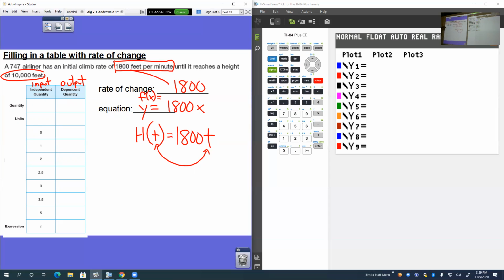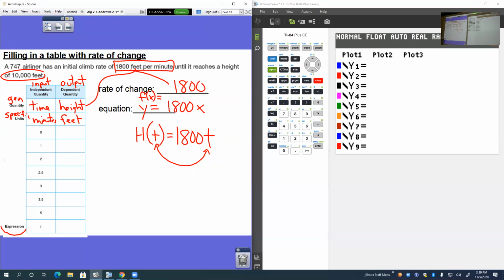For quantity, quantity is like the generic form, and units is the more specific. So for our independent, independent is always time. And how are we measuring time in this problem? We're measuring time in minutes. The dependent quantity is the thing that is changing. So the thing that is changing is the height of the plane. How are we going to measure the height specifically? Specifically, we're going to measure the height in feet.